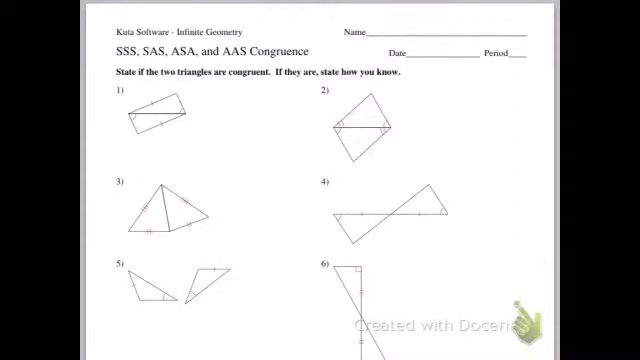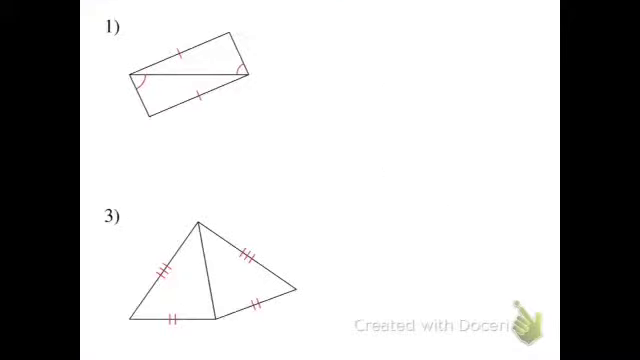Alright, time for the solutions for the side, angle, side, angle, and angle, side congruency. So it's all of them just kind of mixed together on the first section. Say if they're congruent and what theorem lets you know how.